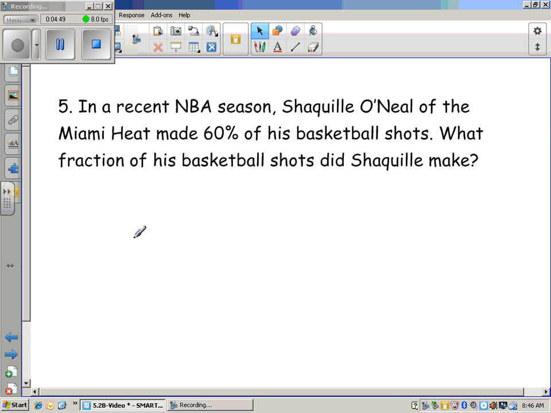Question number 5. In a recent NBA season, Shaquille O'Neal of the Miami Heat made 60% of his basketball shots. What fraction of his basketball shots did Shaquille make? So the same as the other, we're going to put 60 on the top and 100 on the bottom.